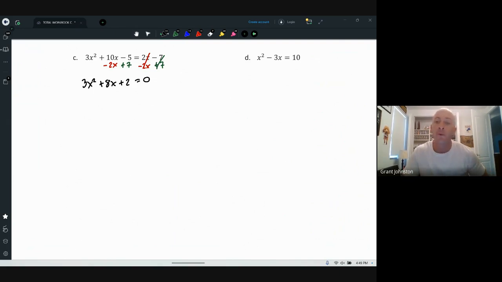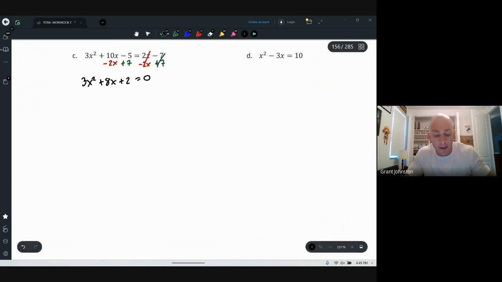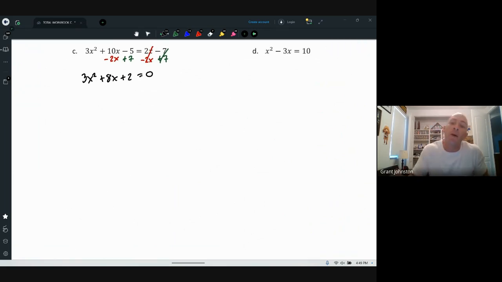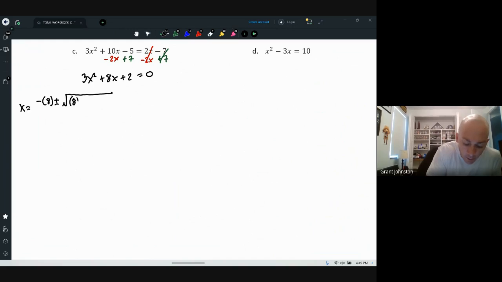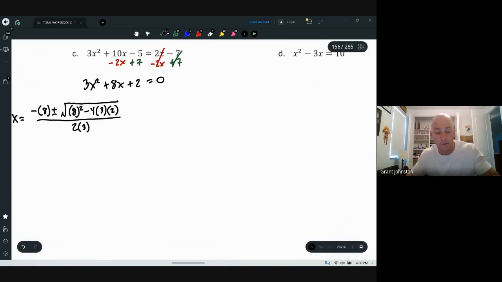So now let's do the formula. Remember, it's beneficial to memorize it, but you will be given this formula, say on the EOC. So we got x equals negative b, so negative 8 plus or minus the square root of b squared, so 8 squared minus 4ac, all over 2a. So there's the setup.